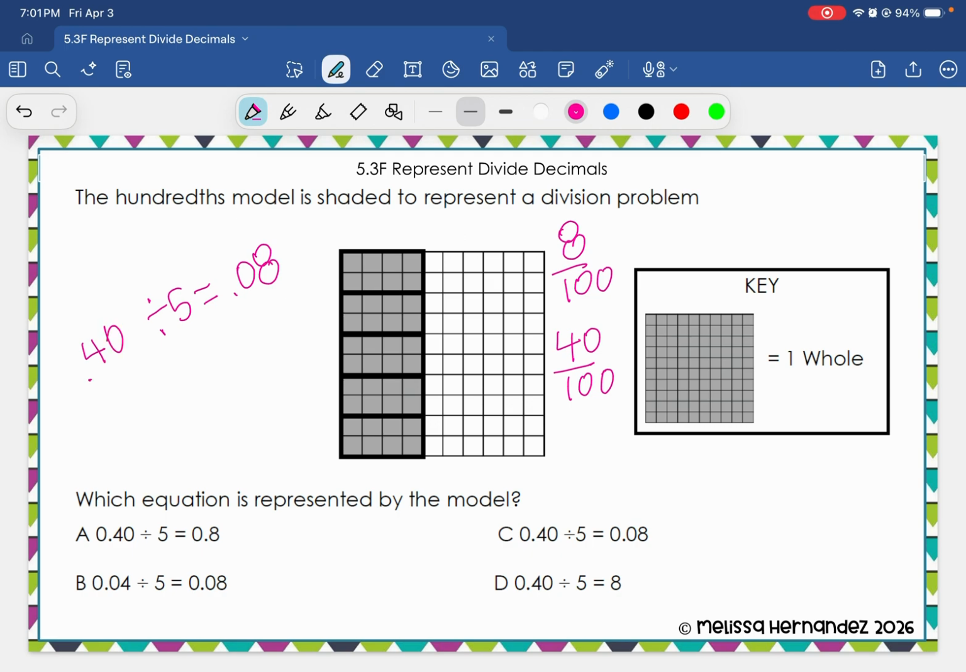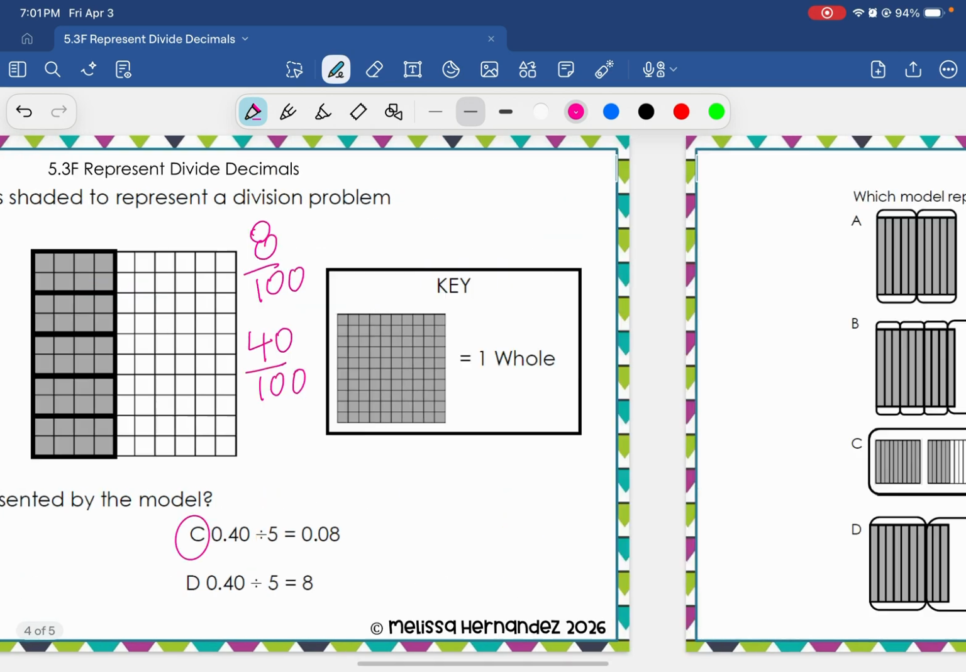So it's 40/100ths divided by 5 is equal to 8/100ths. And 40/100ths and 4/10ths are equivalent. So now let's look at our answer choices. It would be easy to pick A. However, the answer is not 8/10ths, it's 8/100ths. So that means the correct answer would be C. So let's go ahead and keep going.